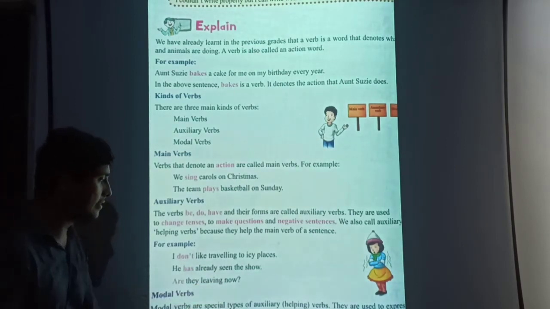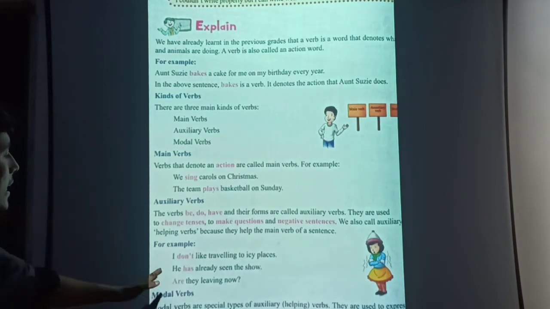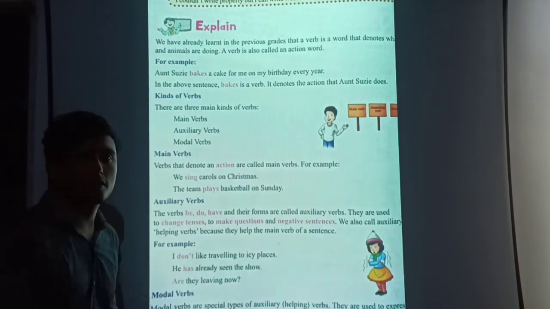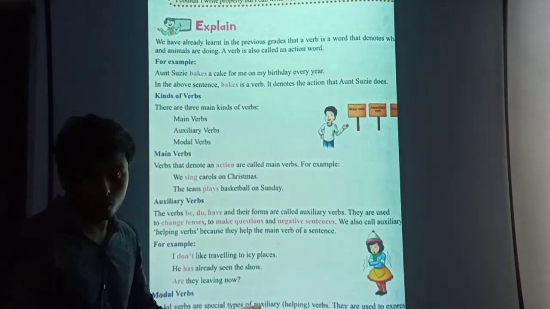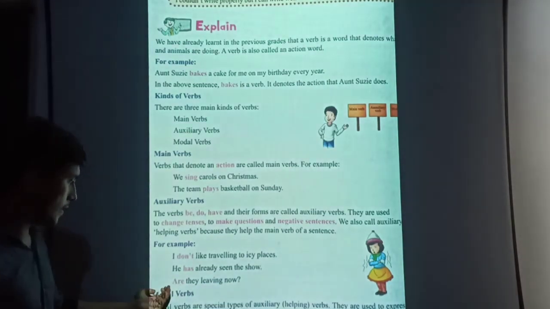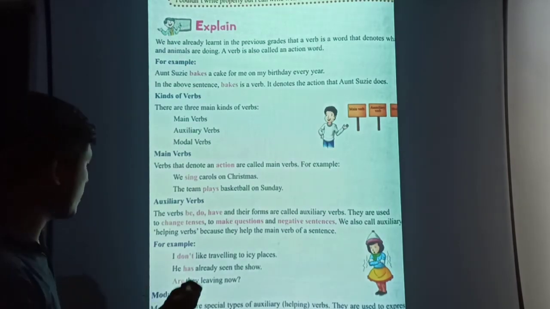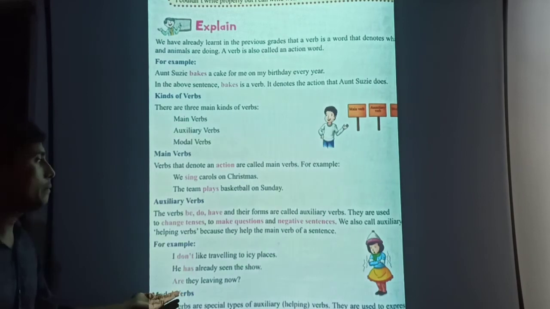He has already seen the show. Has: again it is telling you about the tense, the time of action, at what time the action happened. Are they leaving now? Again talking about the present tense, so this action is going on somewhere. This is a helping verb which is helping to ask or make a question.